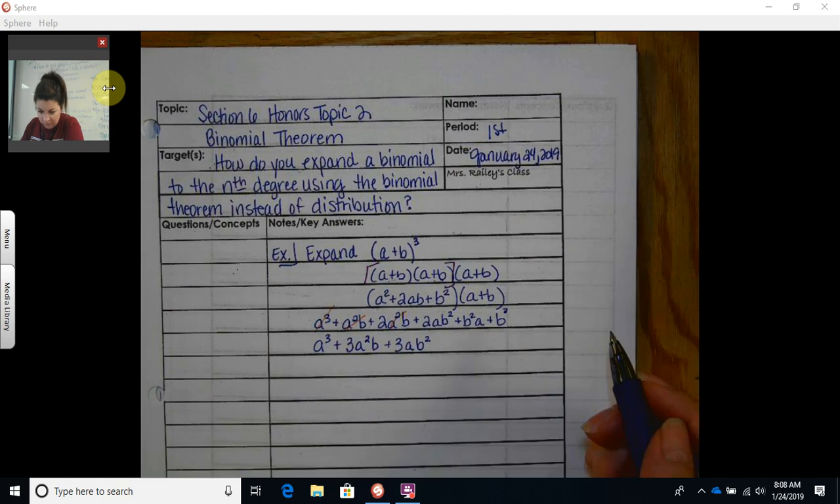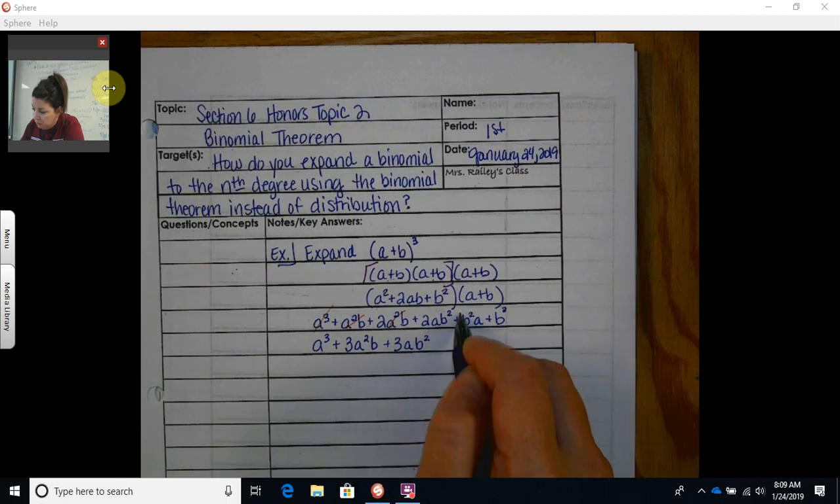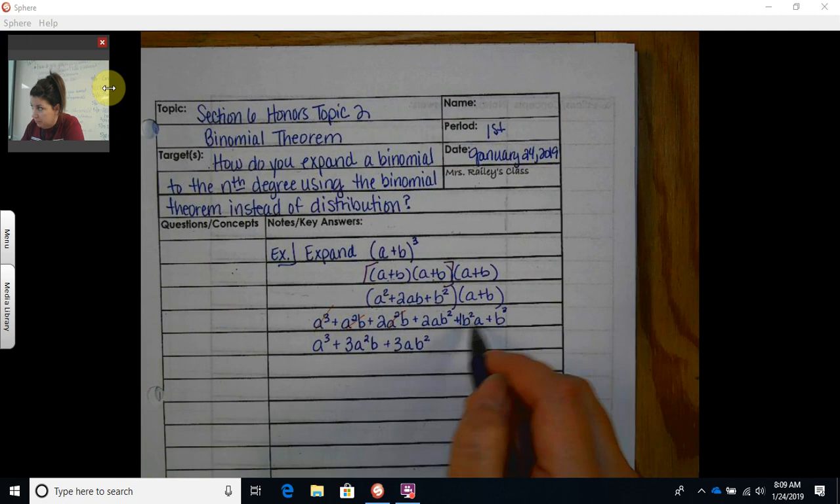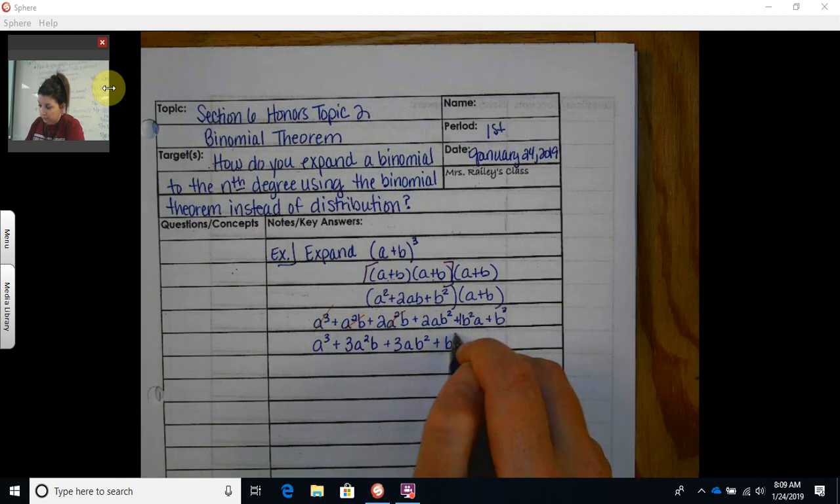Plus 3ab squared. 2 plus 1 is 3. And remember, we're adding them. So ab squared, because that's ab squared, right? We're not adding any exponents or anything. And then plus b cubed. Okay, this makes more sense.